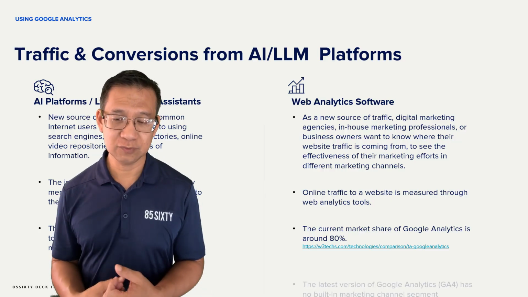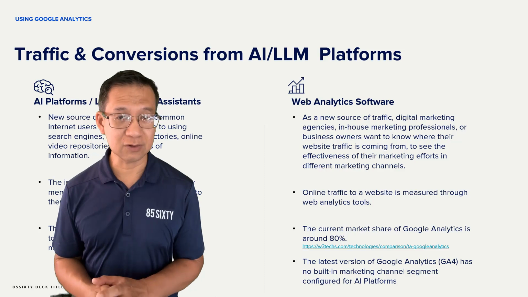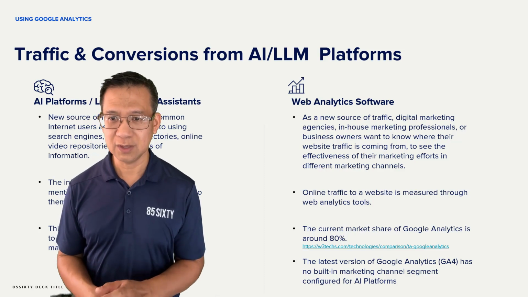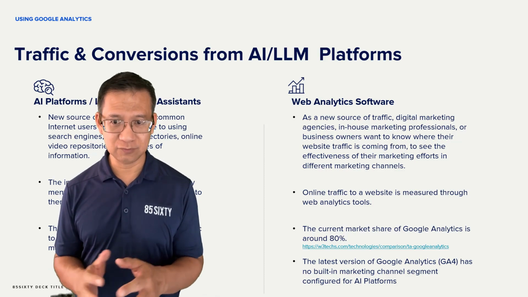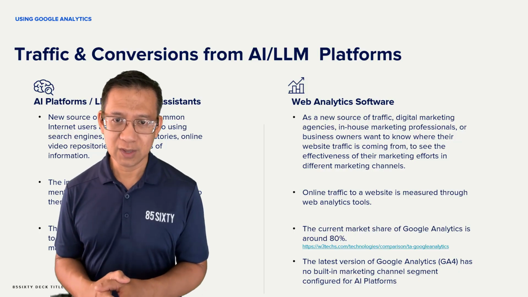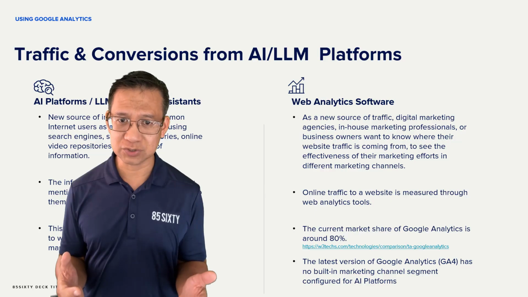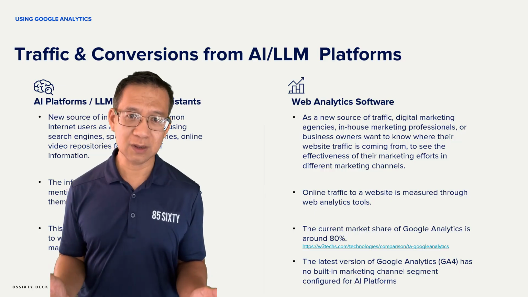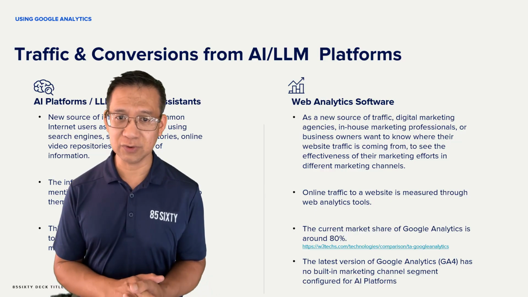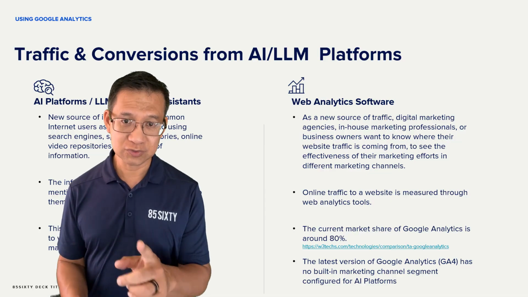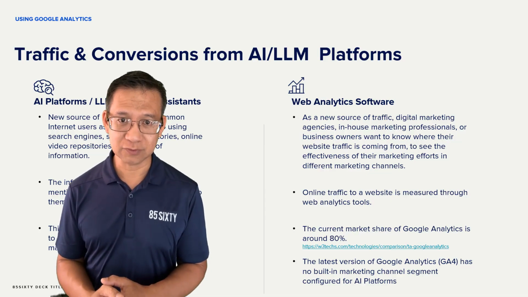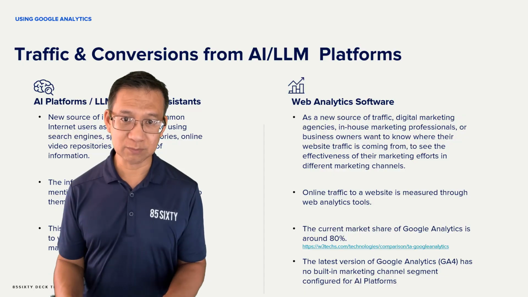So the latest version of Google Analytics is GA4, and currently there is no built-in marketing channel segment that's configured to the AI platforms. They have channels named like organic search, paid search, email, and many others, but there is none yet for AI platforms. But you could still configure AI platforms in a somewhat manual way.